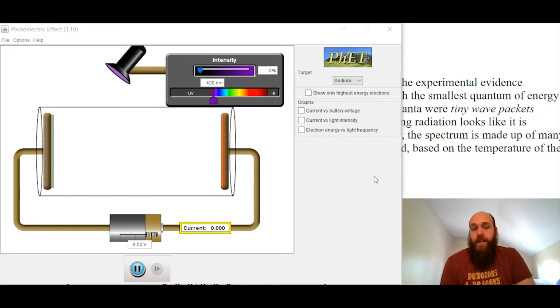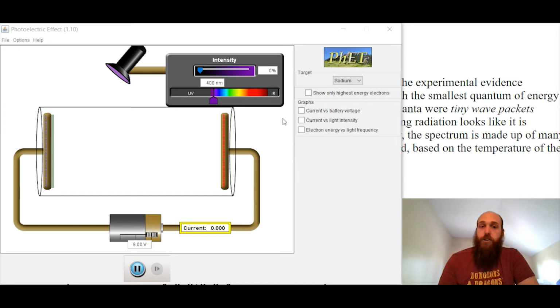Our first discovery is that there's some threshold frequency that you have to achieve. There's a minimum amount of frequency that you need for this process to work. And if you're below that, nothing happens. The electrons stay right there. If you're above that energy, if your incoming photons have more than that threshold frequency, then the electrons just have more energy to travel across.